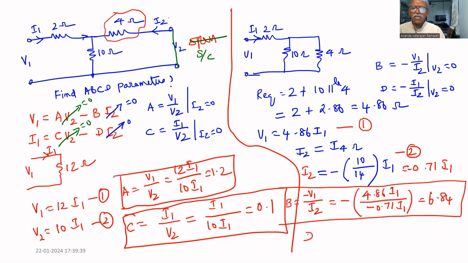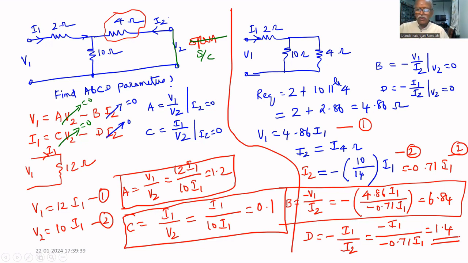D we have to find. D equal to minus I1 divided by I2. The expression for I2 is available in equation number 2, minus 0.71 I1. We can substitute it, I1 getting cancelled. Therefore, D equal to minus 1 by minus 0.71. These two minus signs getting cancelled, therefore D equal to 1.4. So we got all the 4 parameters.